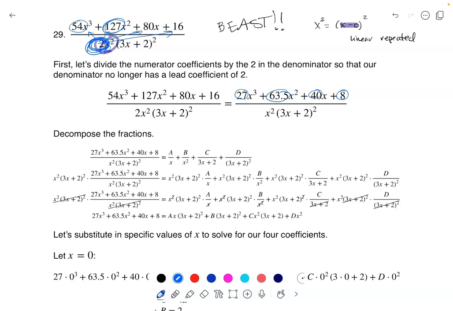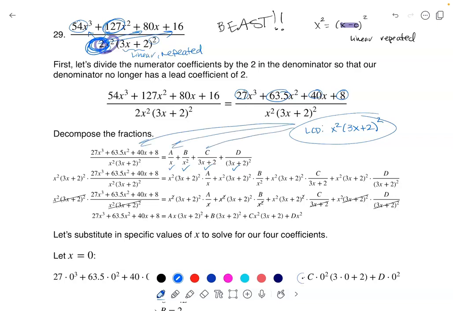Now, taking a look at this other factor here, this is also linear, but its exponent is 2, so it's also linear repeated. So when I do the partial fraction decomp, you can see linear factor repeated with x and then x squared, and then linear factor repeated with 3x plus 2, and then 3x plus 2 squared. At this point, I'm going to multiply everything by the LCD, which is going to be x squared times 3x plus 2 squared. I'm going to multiply that LCD to this beast, this beast, this beast, this beast, and have myself a canceling party.